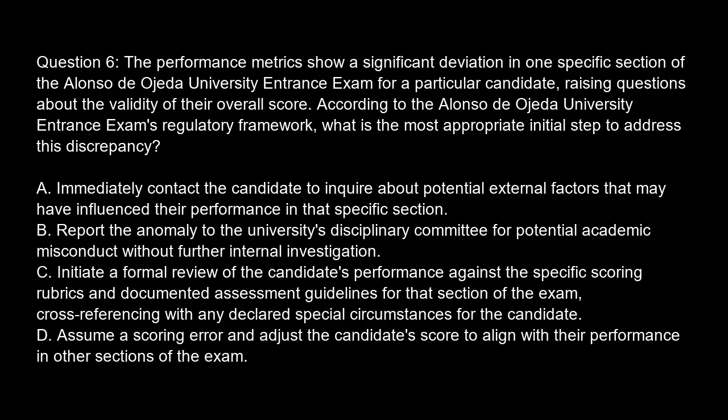Option B. Report the anomaly to the university's disciplinary committee for potential academic misconduct without further internal investigation. Option C. Initiate a formal review of the candidate's performance against the specific scoring rubrics and documented assessment guidelines for that section of the exam, cross-referencing with any declared special circumstances for the candidate. Option D. Assume a scoring error and adjust the candidate's score to align with their performance in other sections of the exam.